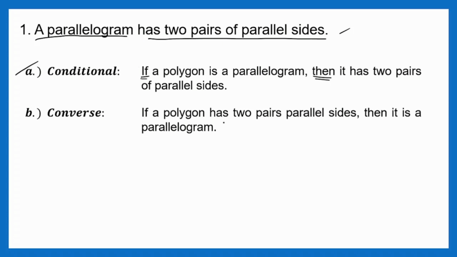If a polygon has two pairs, diba? Nauna na to. Has two pairs of parallel sides, then it is a parallelogram. Naging dulo naman yung hypothesis.